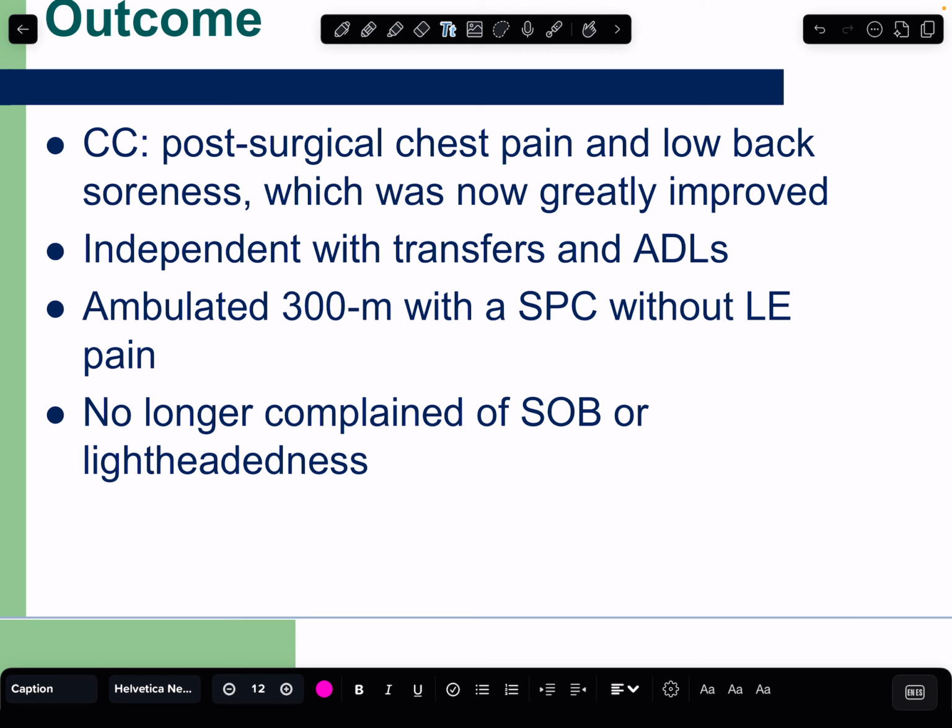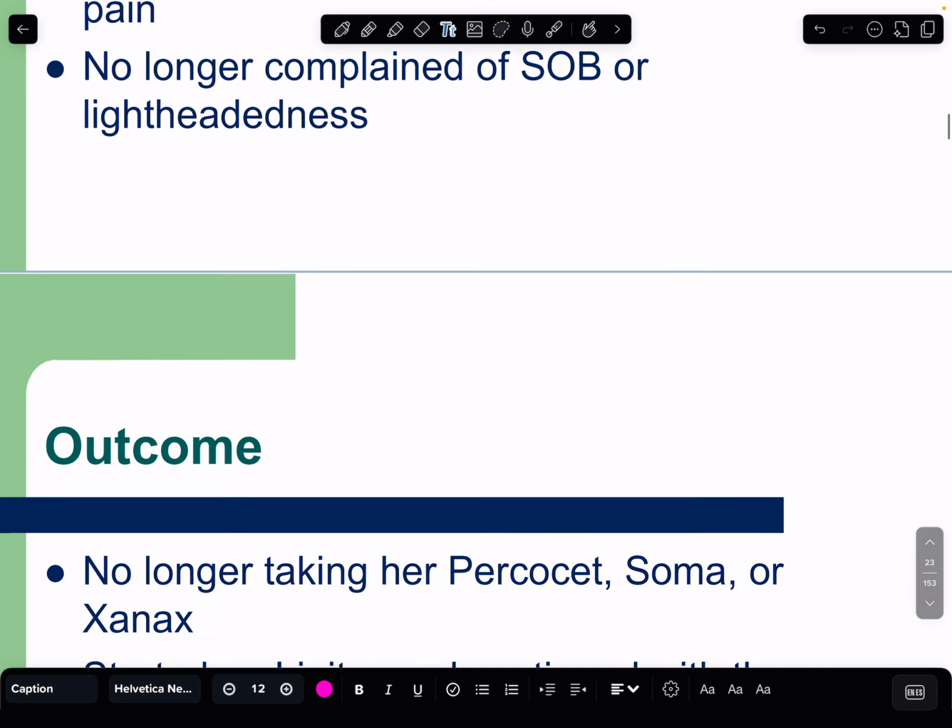SBC single point came, and she didn't have any lower extremity pain. So lower extremity pain was not normal. And then she had no shortness of breath, no lightheadedness. All of her medications kind of dissipated as well, so no more Percocet, no more Soma, no more Xanax. She stayed on a Neurontin.